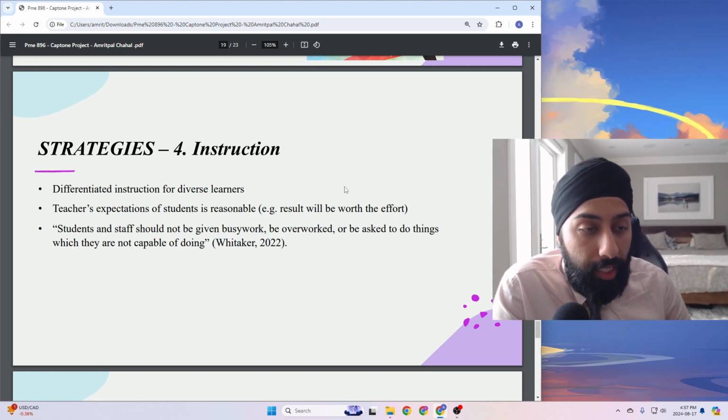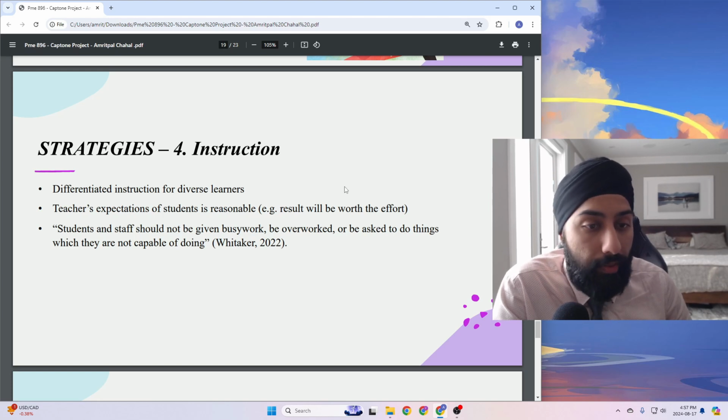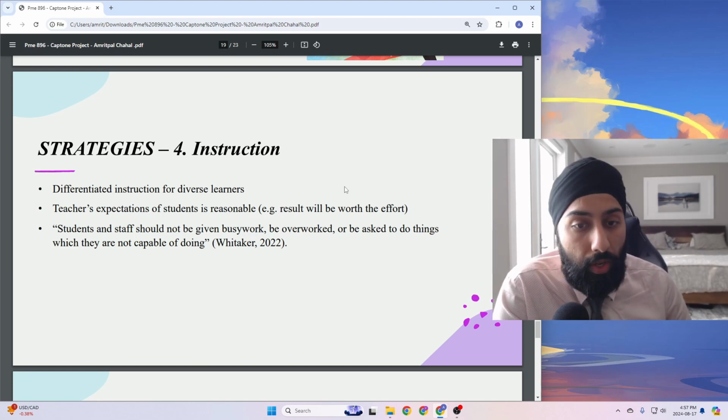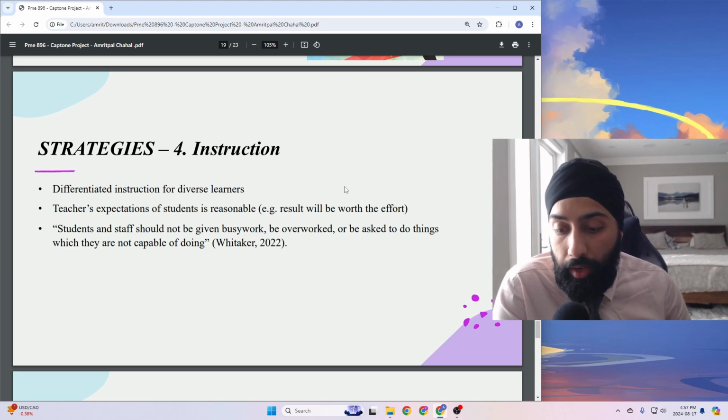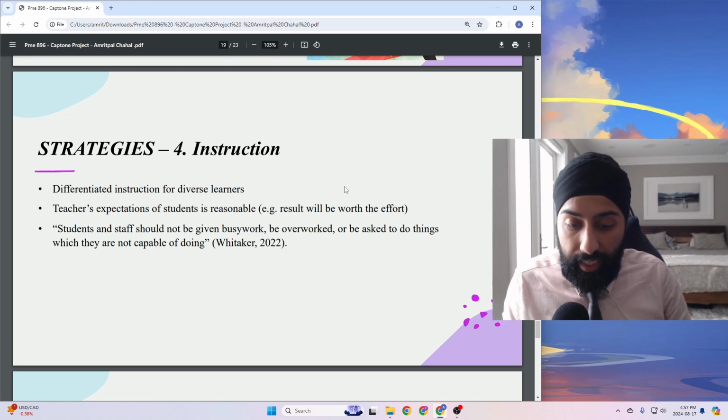And as well, teacher expectation of students has to be reasonable. The result will be worth the effort. Please, please, please, students and staff should not be given busy work, be overworked, or be asked to do things which they are not capable of doing. Please be reasonable, and then they will respond in kind.